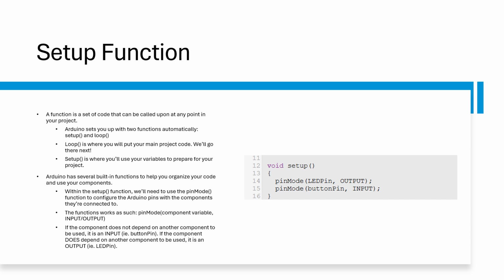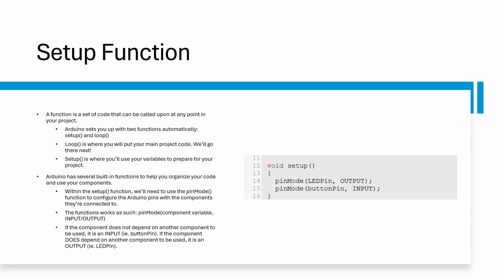Within the setup function, we're going to be using a function called pin mode. This function will configure the components to the Arduino pins they're connected to. In the parentheses, it should include the pin where the component is connected and whether it will be treated as an input or output. If the component will take in data to influence another component, it will be an input. If the component is influenced by a different component, it will be an output.